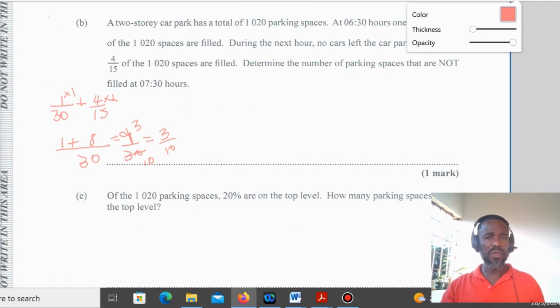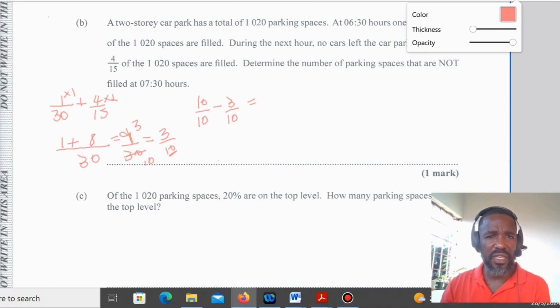How do we know that? We know that the whole is 10 because the denominator is 10. So 10 over 10 minus 3 over 10, because again, the whole is 10, right? So this is 1. When we have the two denominators being the same, we just subtract the numerators. So 10 minus 3 will give us 7. So 7 out of 10 spaces were not filled, right?